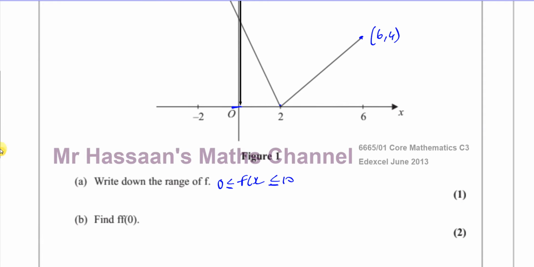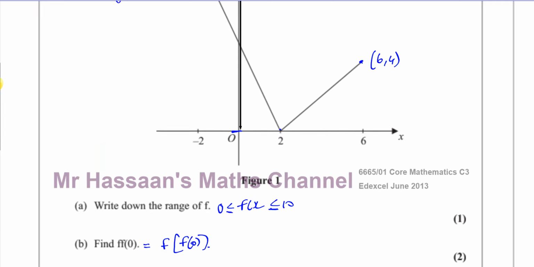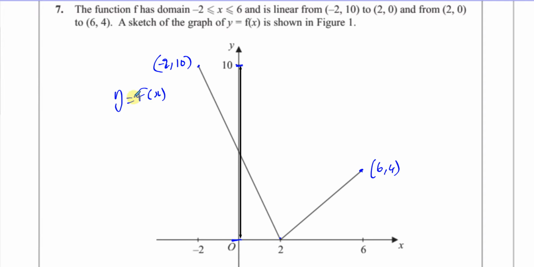Now part B says find f(0). What does that mean? Well, that means you've got to substitute 0 into the function f. But we don't have an equation for function f. So how do we find f(0)? We see this is the function y equals f of x. So f(0) is when you replace the x with 0.